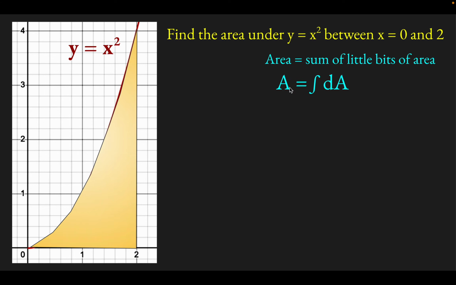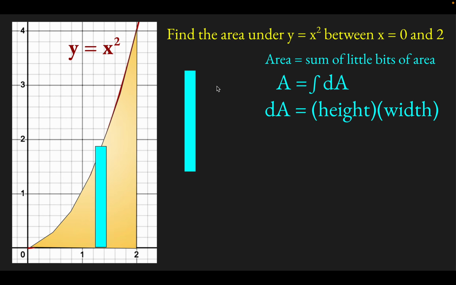And what this means, if you read it in English, is the area equals the sum of the teeny tiny bits of area. Well, we're going to carve this thing up into teeny tiny bits that look like these vertical strips, right? And so here is another look at that vertical strip. The area of that little vertical strip, that little bit of area called dA, to get its area, we'd have to take its height times its width.